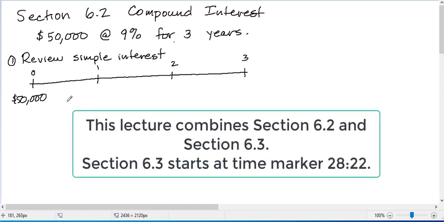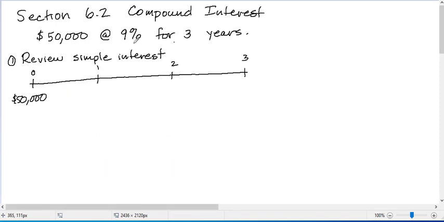Section 6.2 is about compound interest. I want to compare compound interest to what we've done with simple interest, so a quick review. $50,000 invested at 9% per year for 3 years with simple interest.